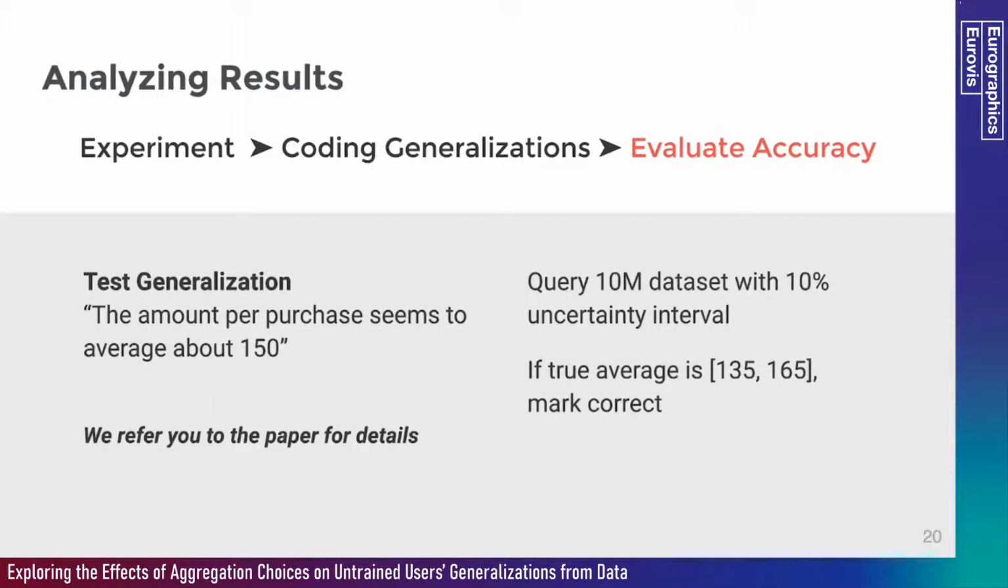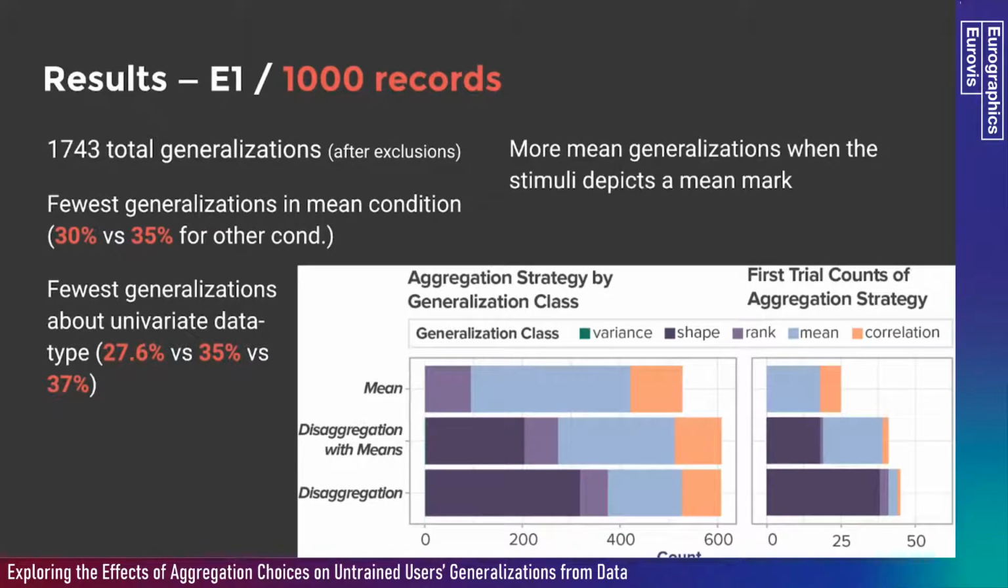So for example, the generalization, "the amount per purchase seems to average around 150." We would query the 10 million record population dataset to see if the population average was approximately 150, with an interval of 10% around this value to account for potential uncertainty. Thus, if a population mean for this value were between 135 and 165, then we would mark this generalization as correct. We follow a very similar testing query procedure for each generalization, and thereby mark each generalization as definitively correct or incorrect. In total, we collected 1,941 generalizations, and after applying exclusion criteria, 1,743.